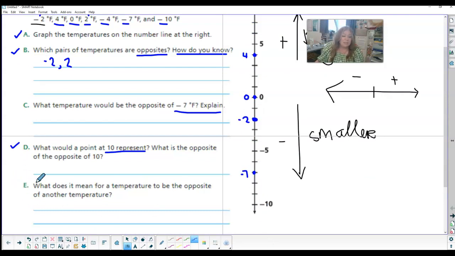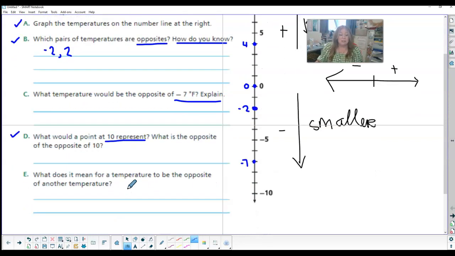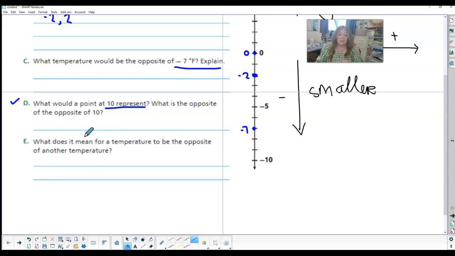And then E, what does it mean for a temperature to be opposite of another temperature? How can we find that opposite? We're going the other way. If it's positive, we need to go negative. If it's negative, we need to go positive. Same number, just in opposite directions. So explain to me in your own words what opposites are.